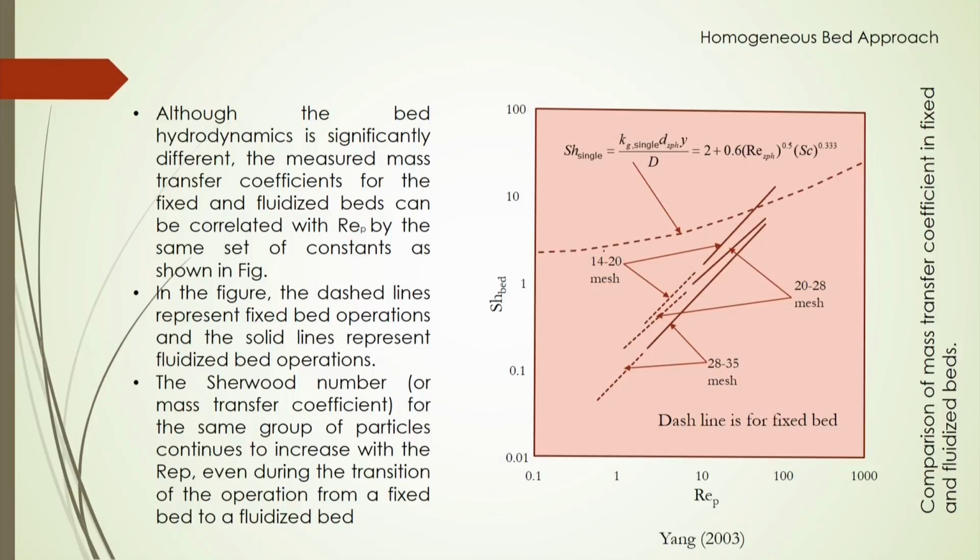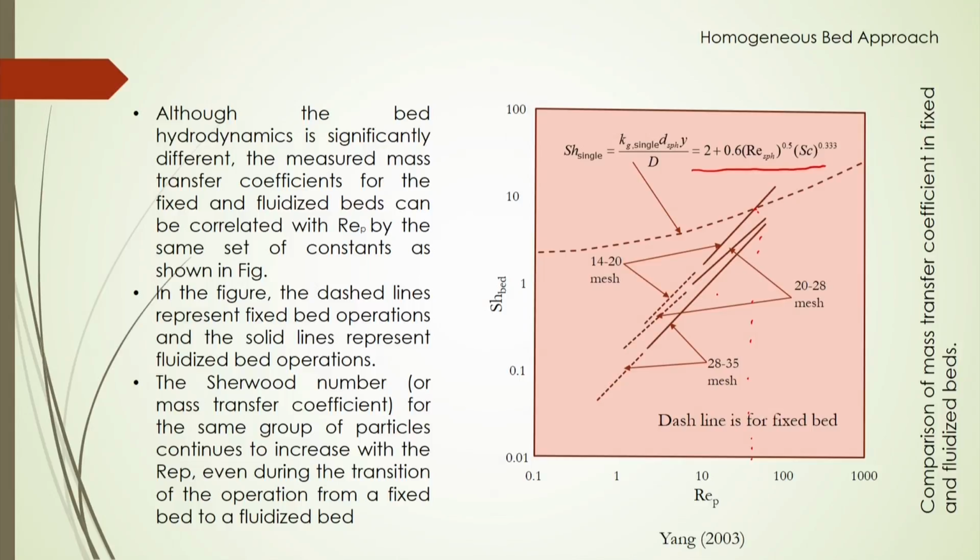Now, for the single particle, the mass transfer coefficient or Sherwood number can be represented by this equation that we have already shown. For the fixed bed you will see that the mass transfer coefficient is lower than for the single particle, whereas for the fluidized bed, after a certain Reynolds number, here greater than 80, you will see that the mass transfer coefficient is higher than in the fixed bed condition and the single particle condition.